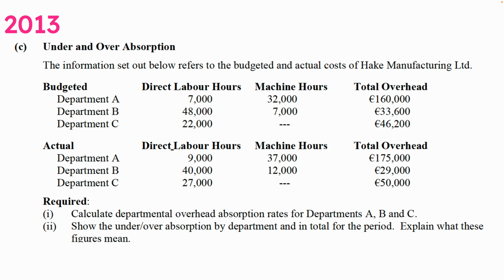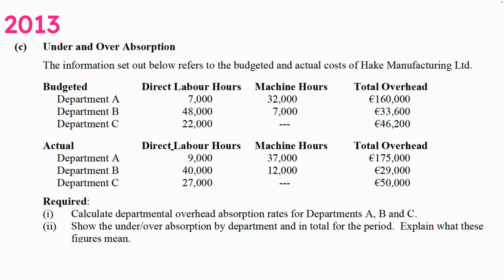Part C then is under and over absorption. So the information set out below refers to the budgeted and actual costs of Hake Manufacturing Limited. So you've got budgeted figures there for department A, B and C. You've got direct labour hours, machine hours, total overhead, and then you've got the actual. So you've got the actual direct labour hours, the actual machine hours, the actual total overhead.